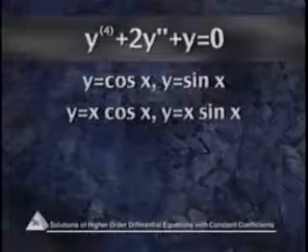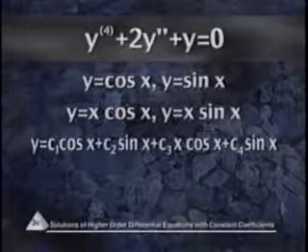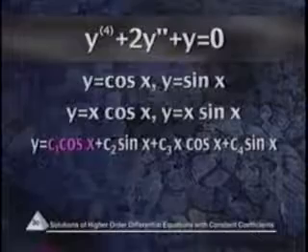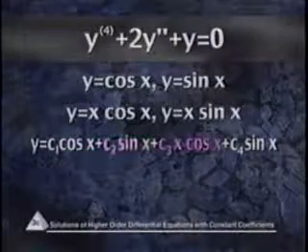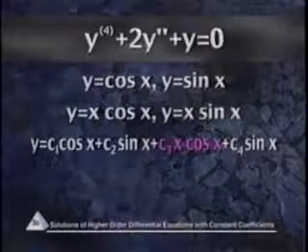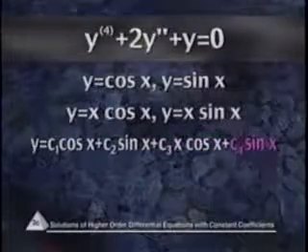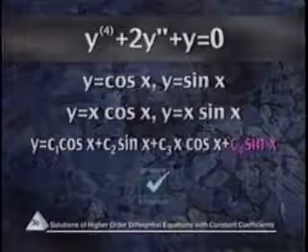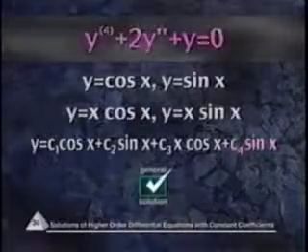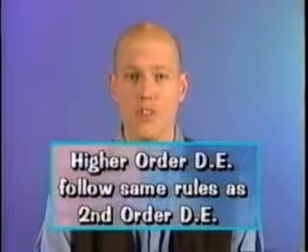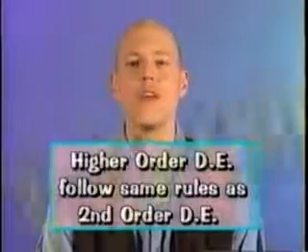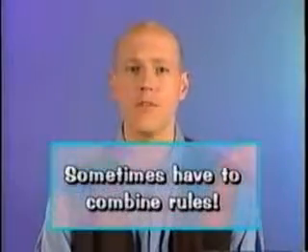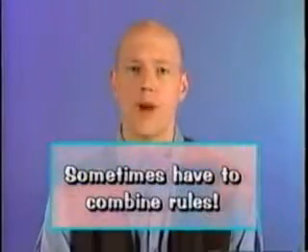Putting all four of our solutions together in a linear combination gives us y equals c1 times the cosine of x plus c2 times the sine of x plus c3 times x times the cosine of x plus c4 times x times the sine of x as the general solution to this differential equation. So, higher order differential equations of this type follow the same rules as their second order counterparts. The only exception is that we now sometimes have to combine the rules just to solve one problem.